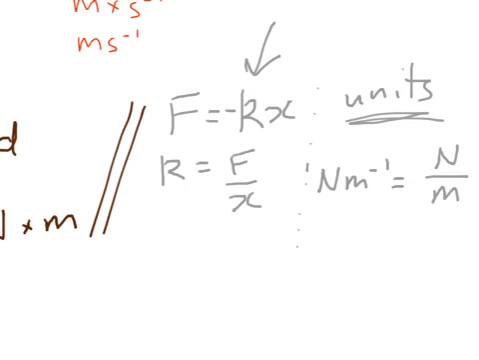And again, it's that same thing. You've got newtons times 1 over m, and 1 over m is equal to m to the minus 1. Going way back to the start. Hopefully that's given you a bit better understanding of the underworkings of units.